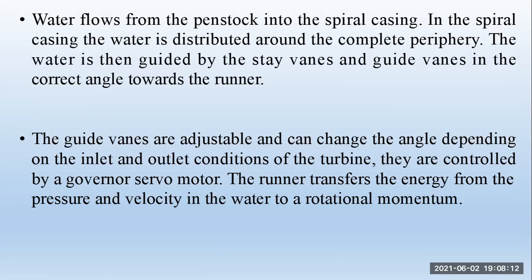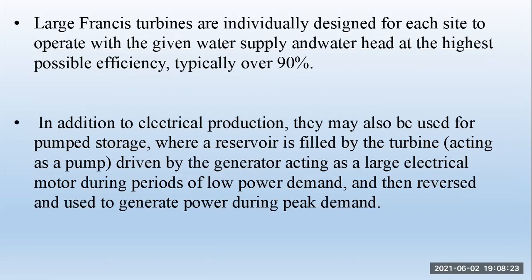The runner transfers the energy from the pressure and velocity in the water to a rotational moment. Large Francis turbines are individually designed for each site to operate with the given water supply and water head at the highest possible efficiency, typically over 90%.